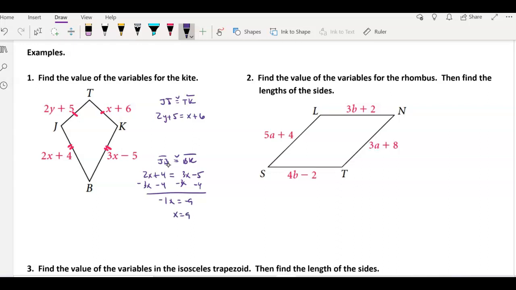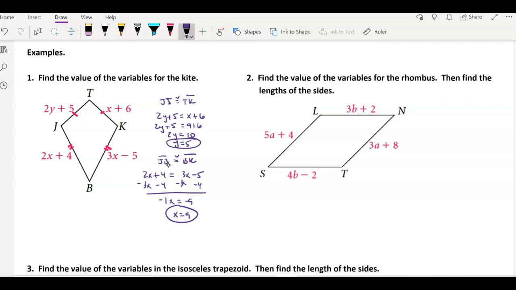Once I have X is 9, now I'm going to plug that value in up here. 2y plus 5 is equal to 9 plus 6. So 2y equals 15 minus 5 is 10. When I divide by 2, y is equal to 5. So this is using basically the definition of a kite to find the value of the variables.